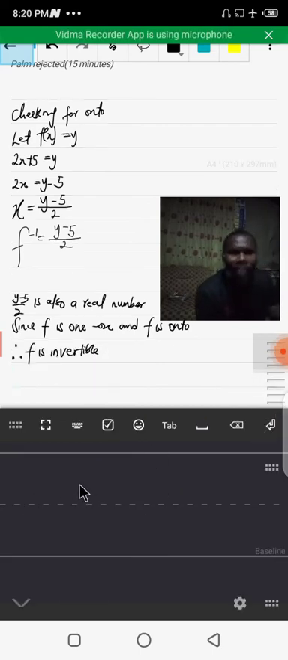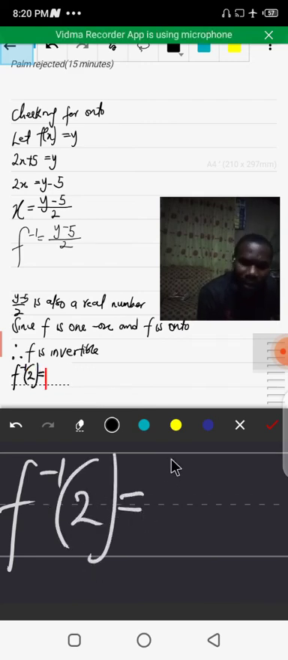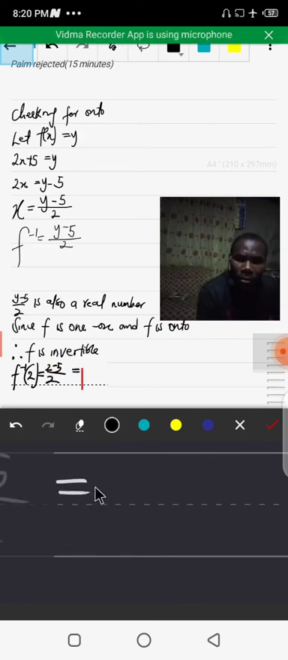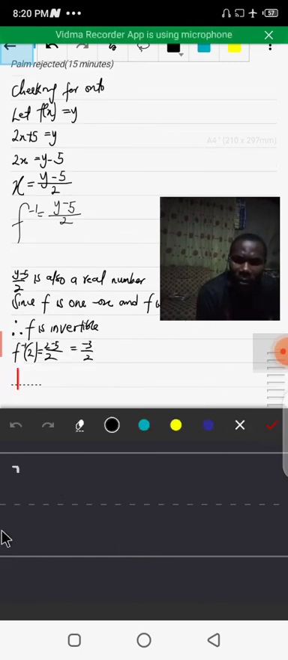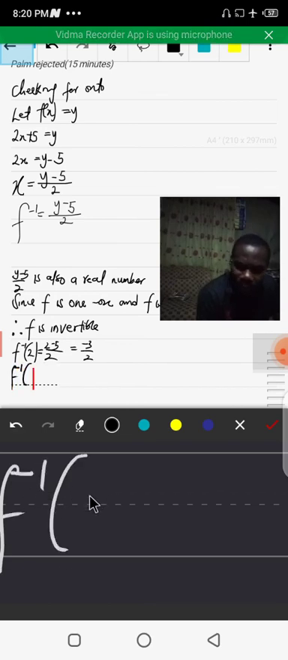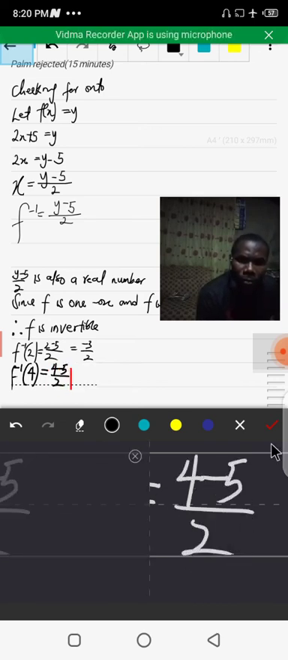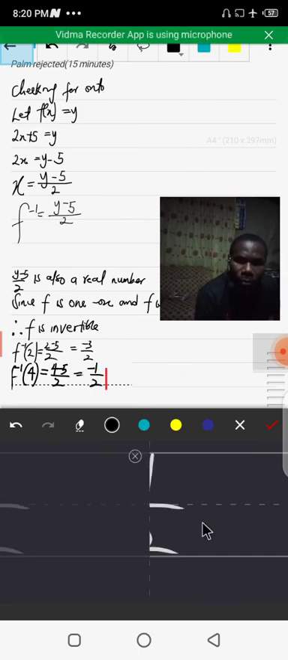Now, to continue, as we were checking when the function is onto, you have already found the value of the inverse. So if you are to find the inverse when the value is 2, you will just say 2 minus 5 over 2 is equal to minus 3 over 2. For the inverse at the value of 4, it is equal to 4 minus 5 over 2, which is equal to minus 1 over 2.